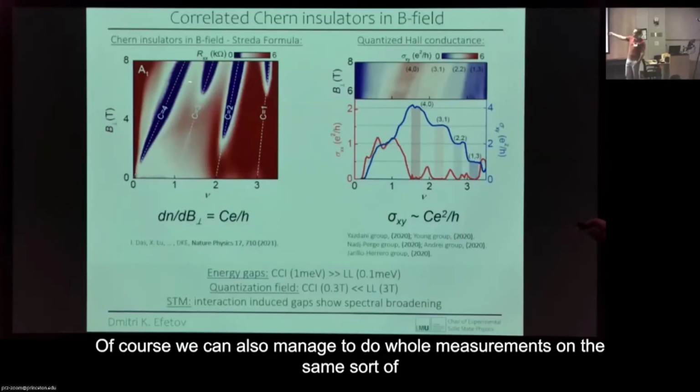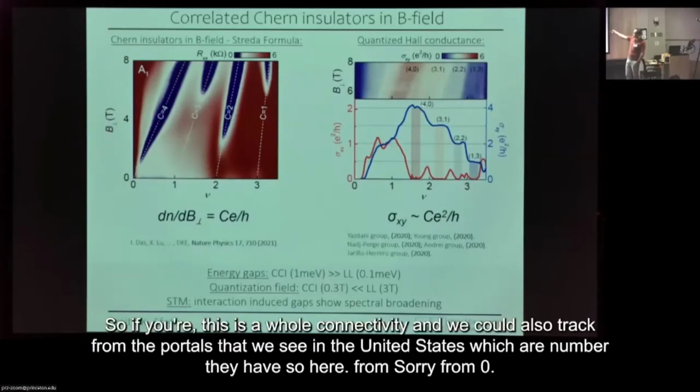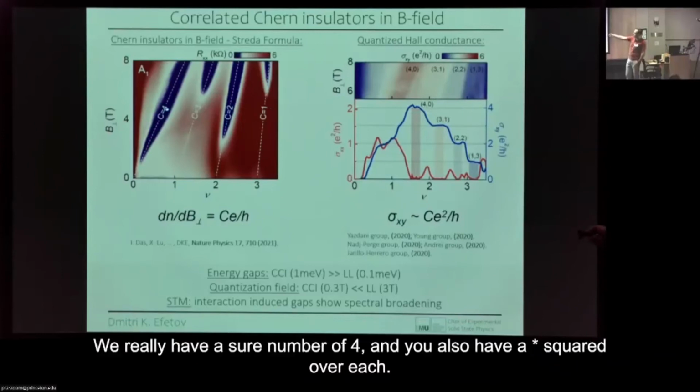Or, of course, we can also do Hall measurements on the same set of devices. So here, this is Hall conductivity as a function of magnetic field. And we can also extract from the plateaus that we see which Chern number the states have. So here, starting from 0, we have a Chern number of 4, and we also have a 4e squared over h plateau here. So this is consistent with one another.